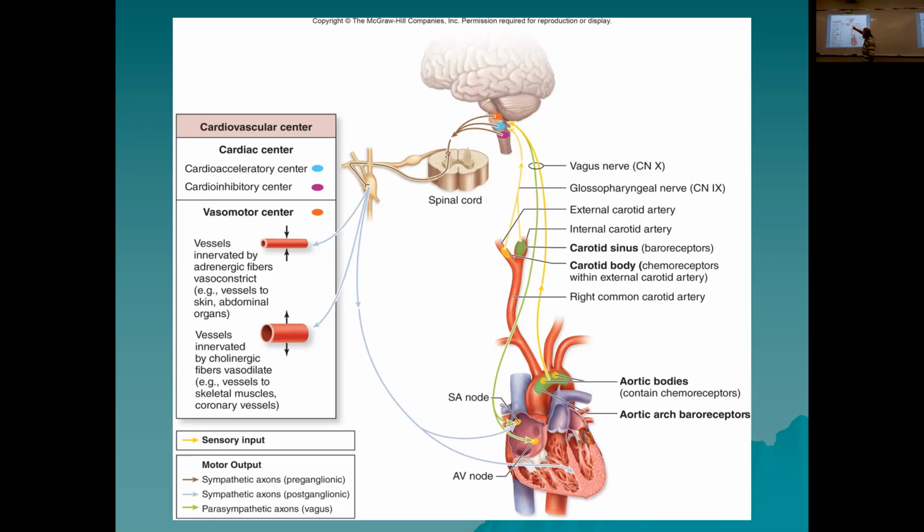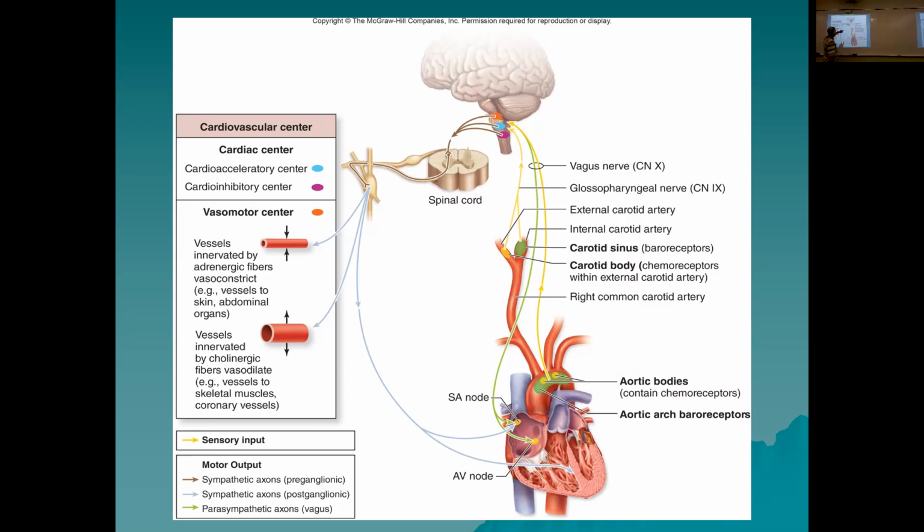And then in the medulla oblongata, you can see the cardiac center with the two parts: cardioacceleratory center, sympathetic, cardioinhibitory center, parasympathetic, and the vasomotor center. So this is the autonomic nervous system. Now, this is sensory input, yellow, and motor output: sympathetic output, brown, and blue, preganglionic and postganglionic, and then green for parasympathetic.